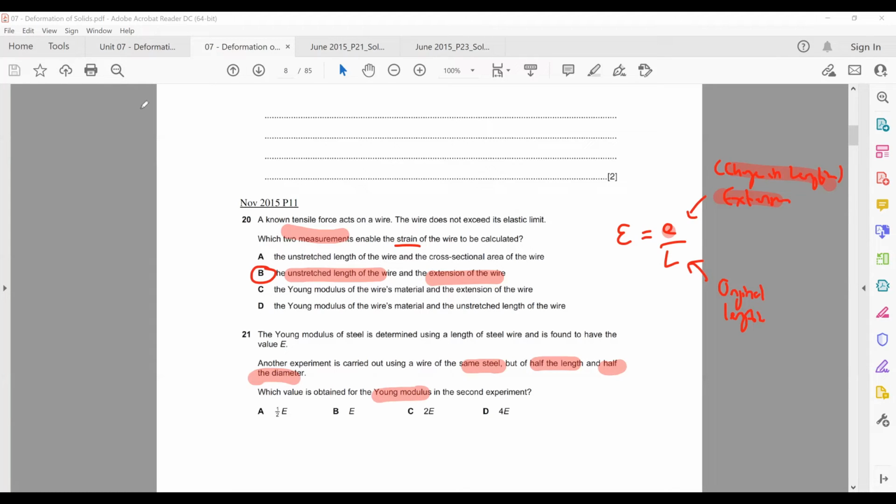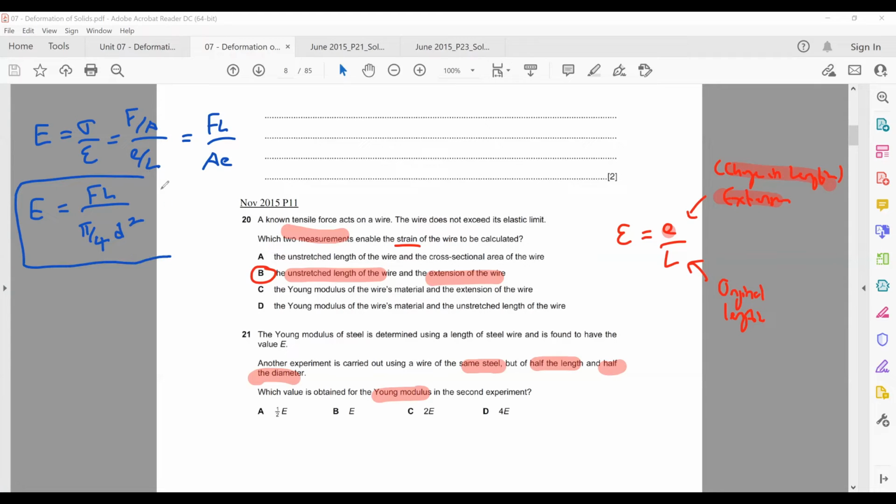Okay, now this one you will need to use ratio again. So the easiest thing to start with usually is this one. E is stress over strain, force over area, extension over L, giving you FL over Ae. So E is FL over pi over 4 D squared. All right, what is constant here? Now, this is the equation that relates to both cases.